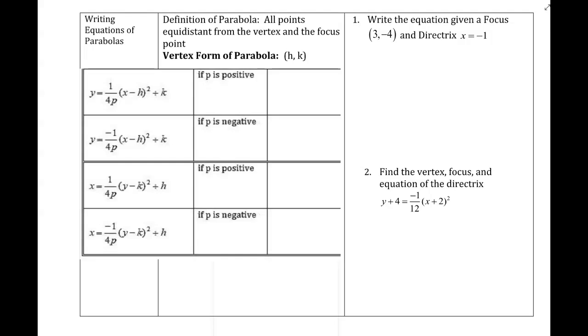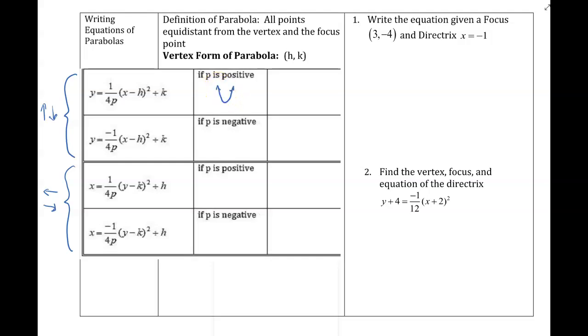I can tell my parabola opens either up or down if it starts with a y equals. If it starts with an x equals, it means it opens either left or right. How can we tell? We look at the leading coefficient. If the leading coefficient is positive, I know our parabola opens up.